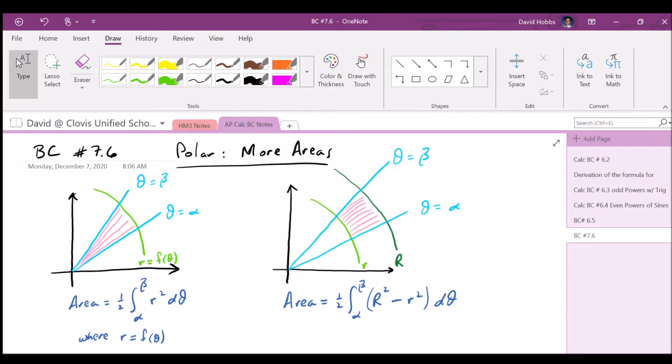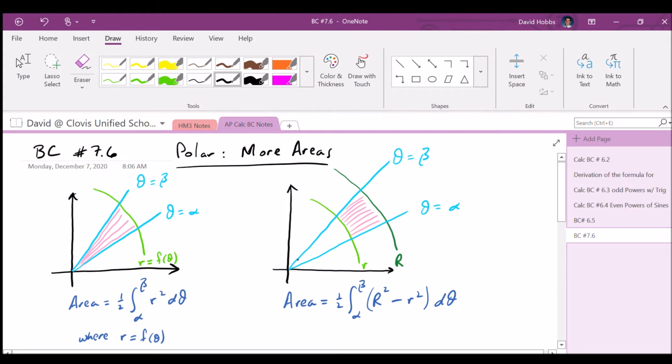This is AP Calculus BC, and we're doing Unit 7 Objective 6, which is polar graphing, and we're doing areas. Now in 7.5, we already learned the basic formula for area using polar, and we are sweeping triangles as you're going along through that region, and they come from the pole and they go out to the curve.